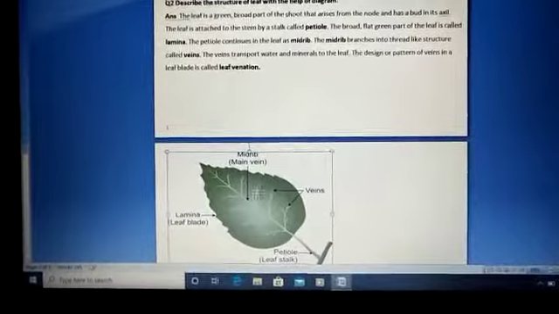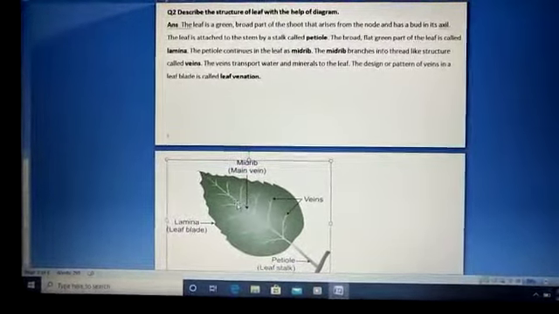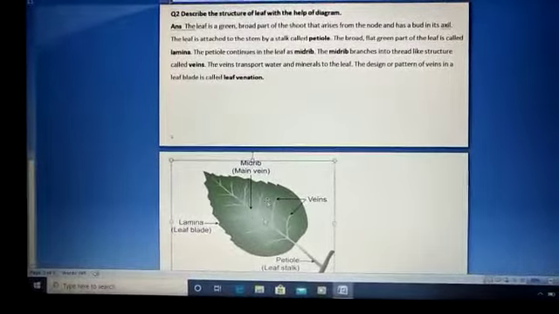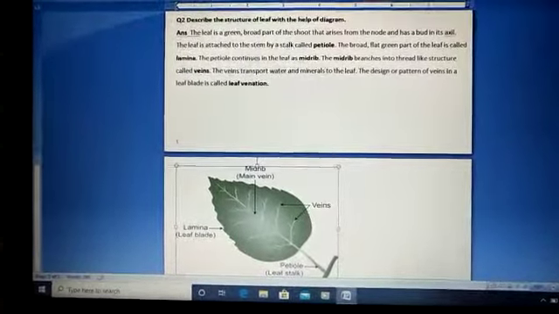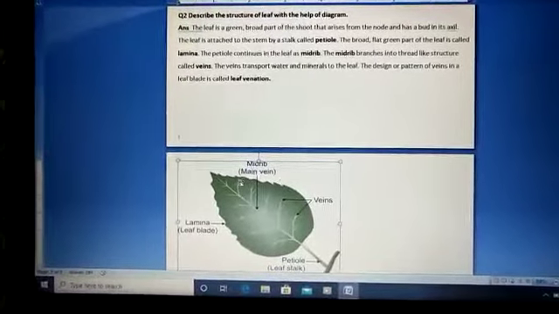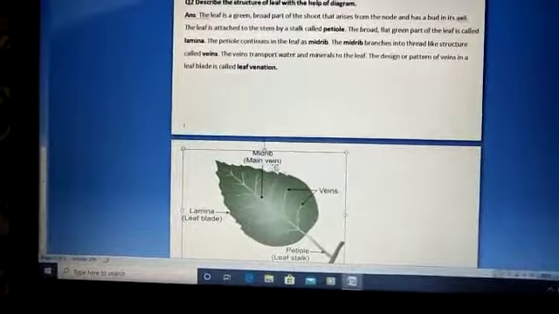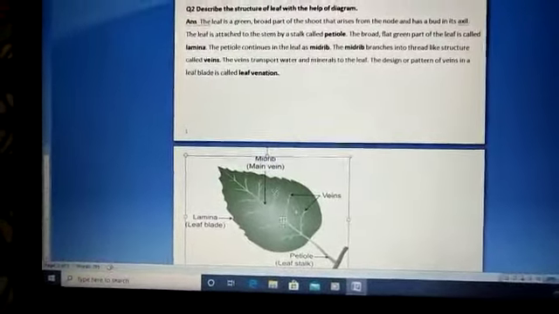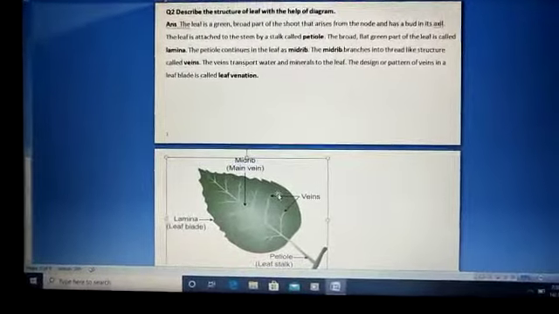Veins help in transporting water and minerals to the leaf, and the pattern of the veins in a leaf blade is known as leaf venation. This whole pattern is known as leaf venation. Let's move towards another question.